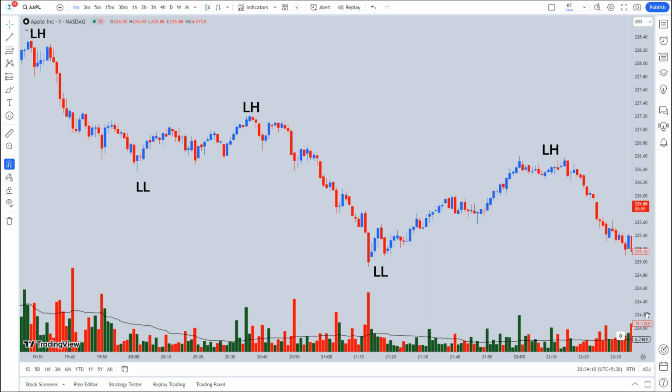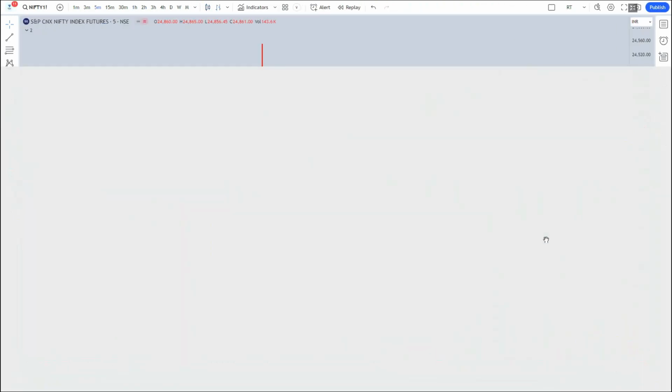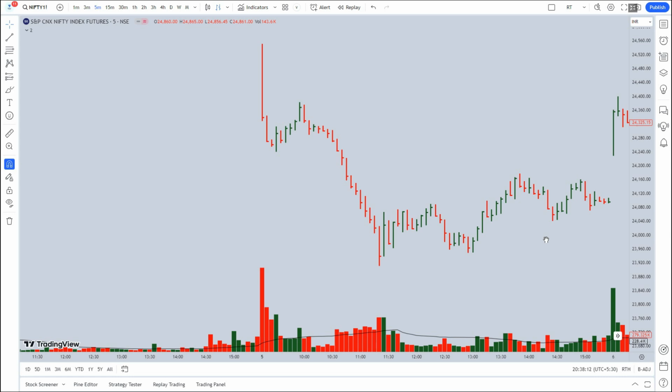I hope you're getting an idea of how to read the volumes now. You have to read the volumes with the market structure itself. Now I'll give you one more example with a bar chart, because I have explained VSA on a bar chart.